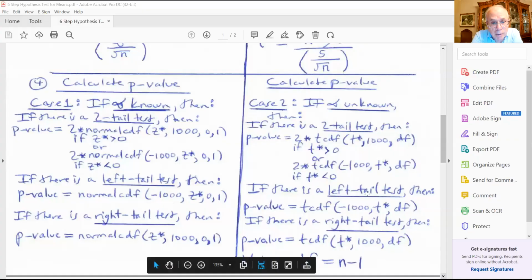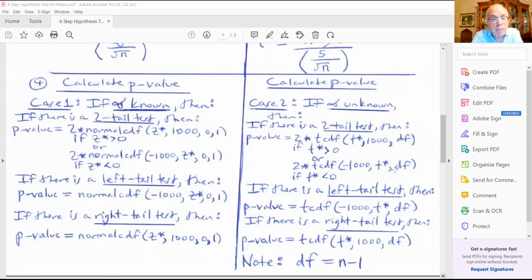Let's look at it. So that would be this one right here. So T star is less than 0. So this is the one we're going to use 2 times. Remember, two-tailed test, we're going to multiply by 2. And use that one. T CDF, negative 1,000, T star, degrees of freedom. Use that one.